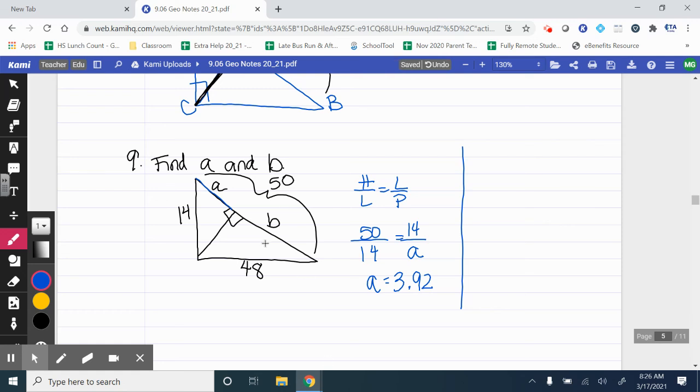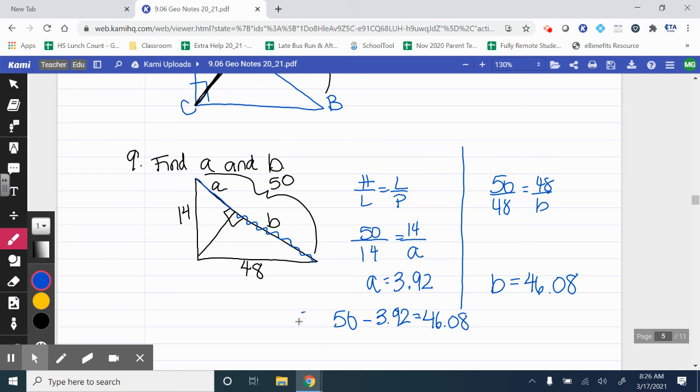So that one, you're going to use the other leg because B is closer to that leg. So you would do your 50 over 48 equals 48 over B. And B would equal 46.08. So you could do it as your 50 over 48 equals 48 over B, or you could also have taken 50 and subtract your 3.92, which would give you your 46.08 as well, which is a little bit faster.